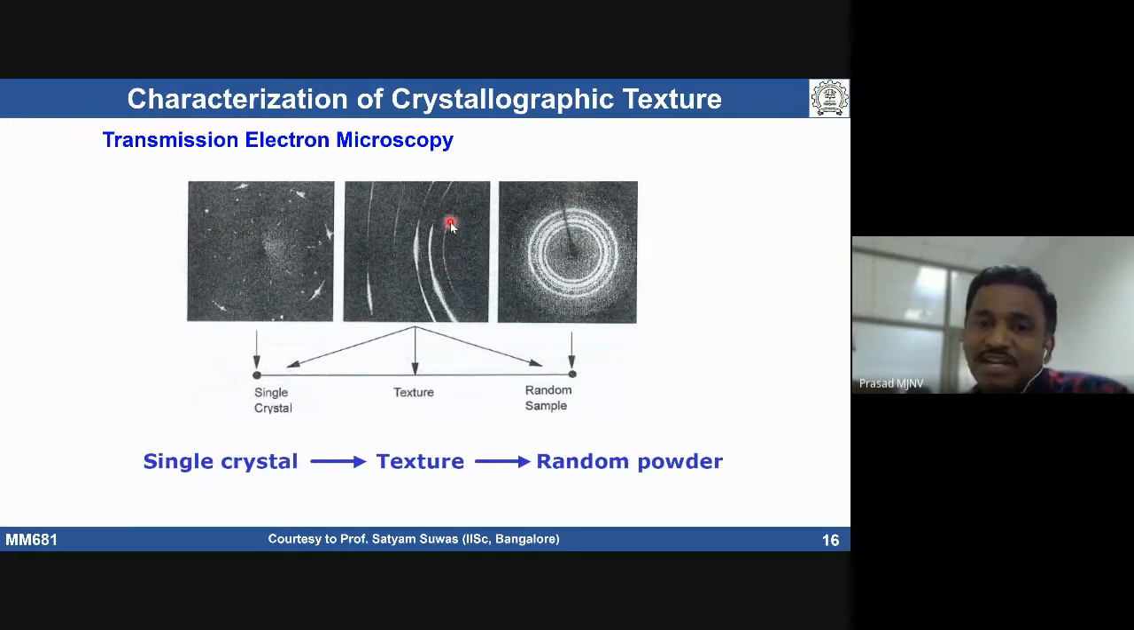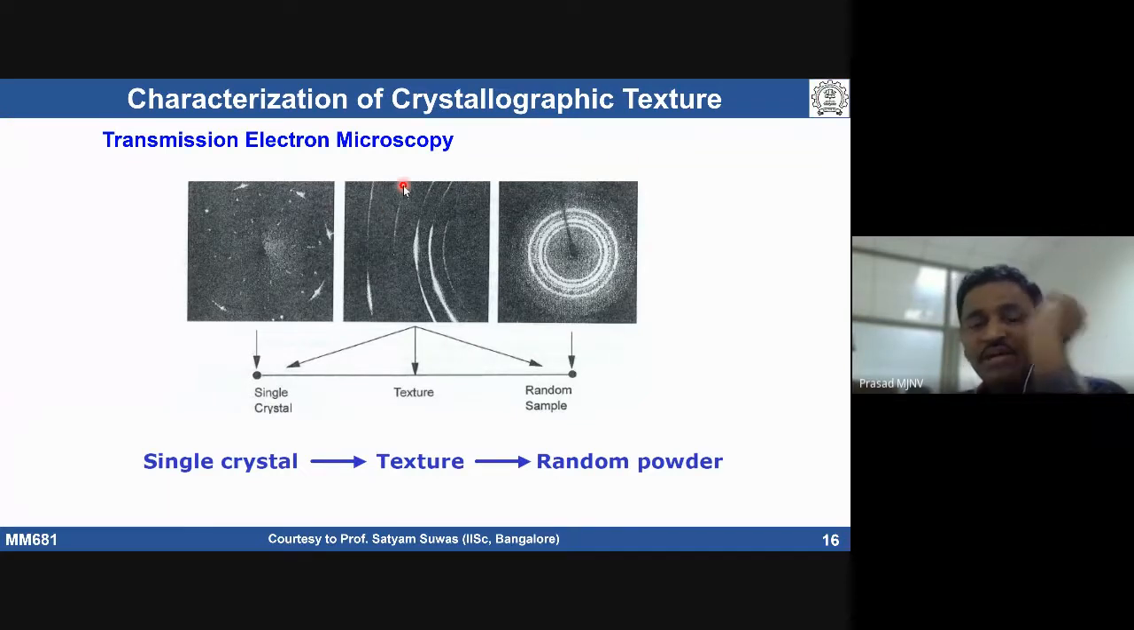So for example, this particular ring is of lower intensity compared to this particular ring. That means this material has a particular texture. Each ring comes from a particular crystallographic plane. Depending on the material's crystal structure, one can index these rings, and if you see a broken pattern and more intense regions, that means the material is a textured material.